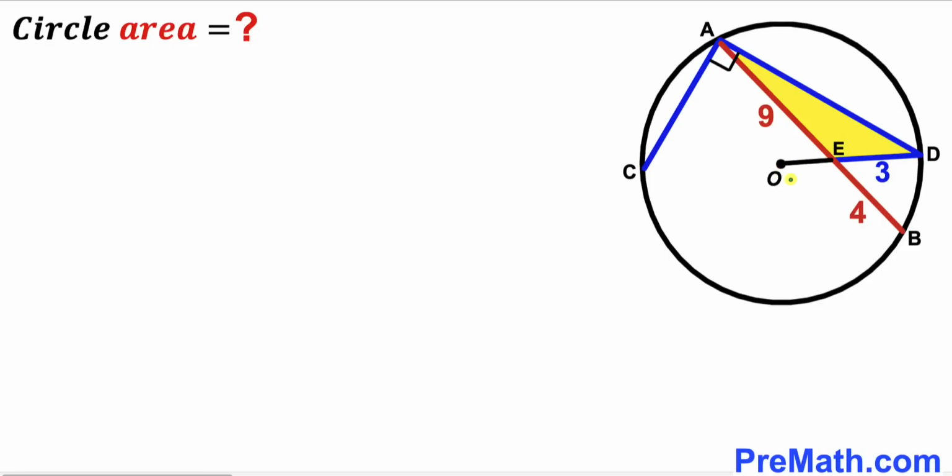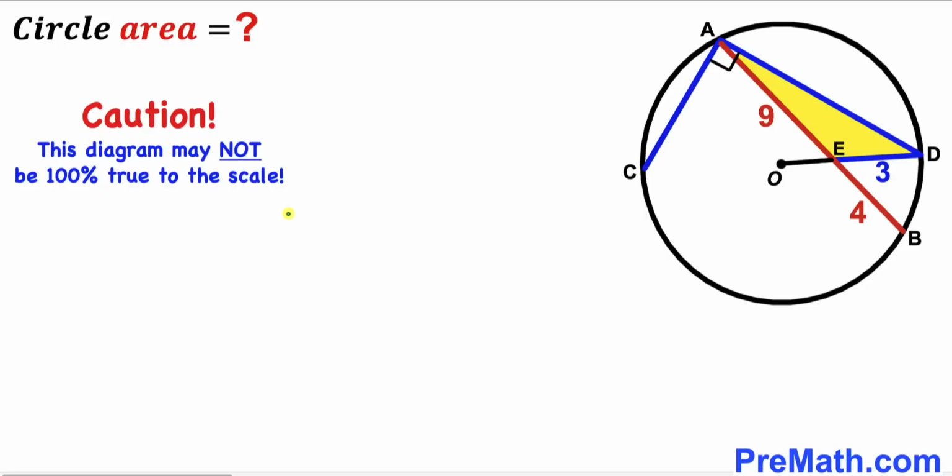Bear in mind that the center O, this point E, and D are collinear, and furthermore this segment ED is 3 units. The segment AE is 9 units, and finally this segment EB is 4 units. Now our task is to calculate the area of this circle.